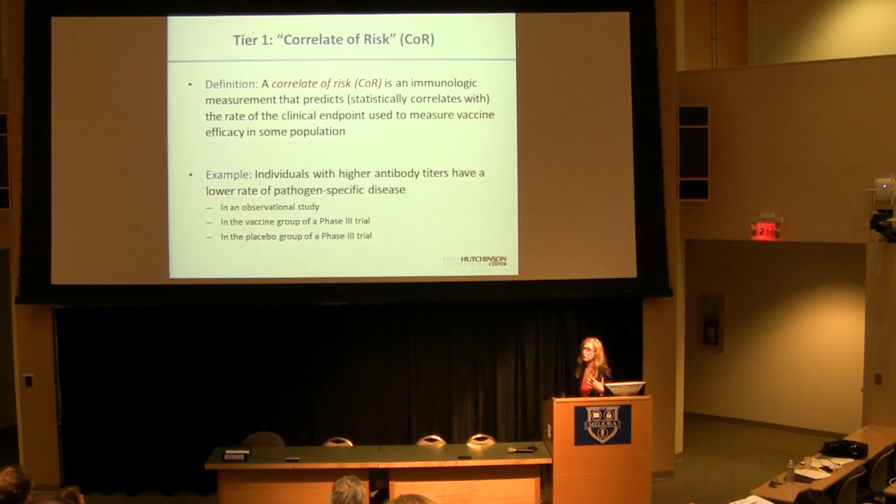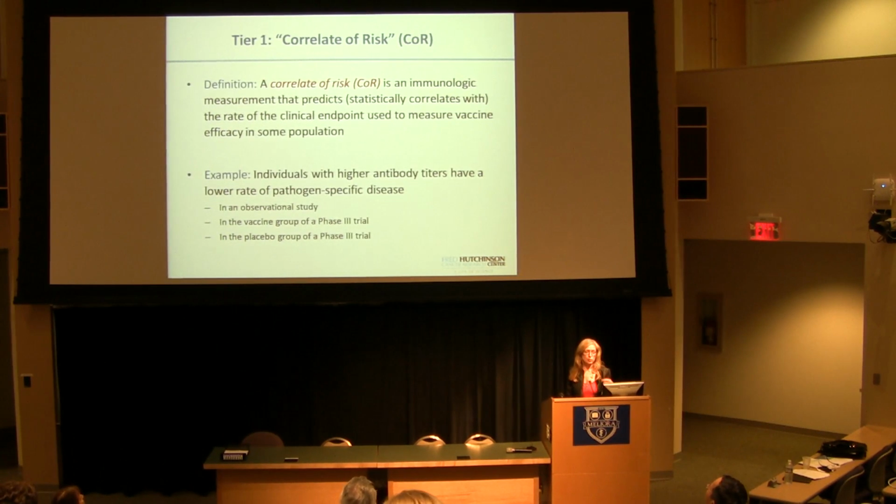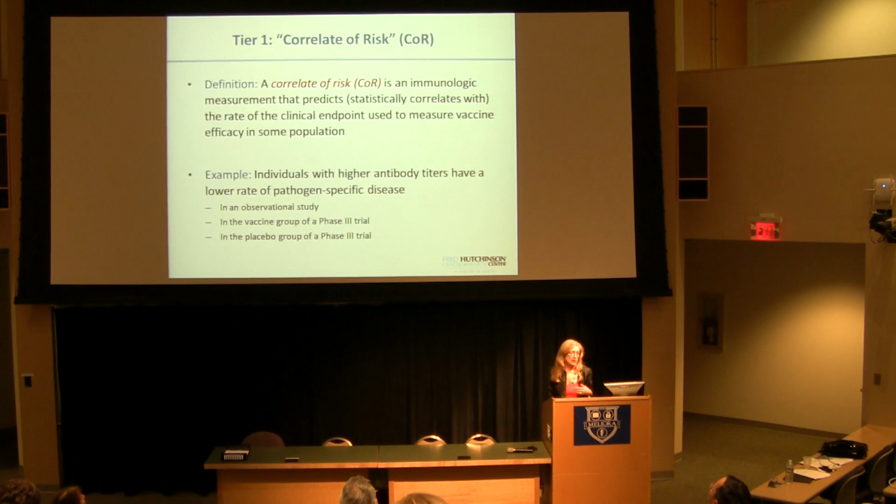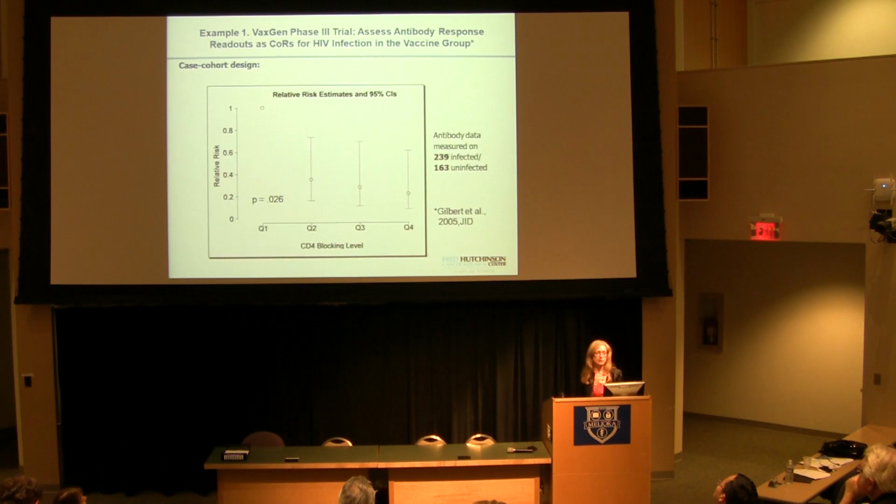So Tier 1, correlative risk. The definition of a correlative risk is quite simple. It's an immunologic measurement that predicts or statistically correlates with the rate of the clinical endpoint used to measure vaccine efficacy in some population. So that's a quite easy thing to look at. For example, individuals with higher antibody titers should have a lower rate of pathogen-specific disease, or they not should, but it could be. That would be a correlation. You run a regression and it correlates. And you can get that in an observational study or in phase 3 trials.